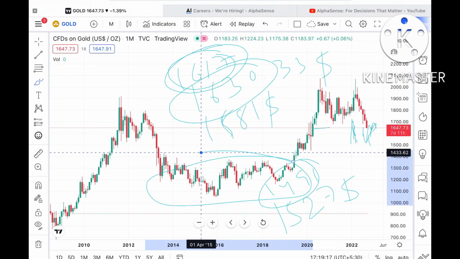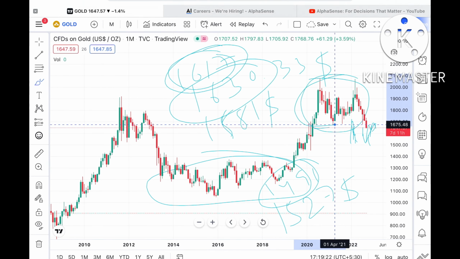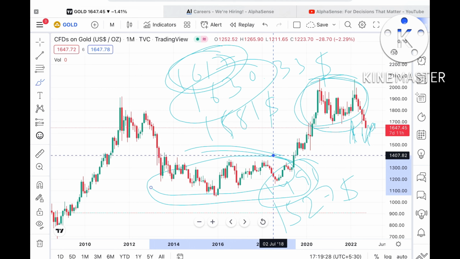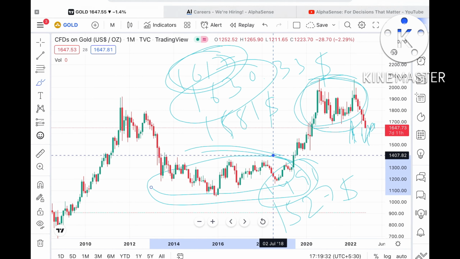So you have to understand that if this range breaks downside, then it can come into this particular zone. The price can come into this zone, and if it breaks this zone also, then there is a probability that we can see it move further down.